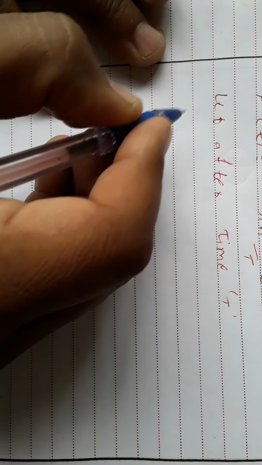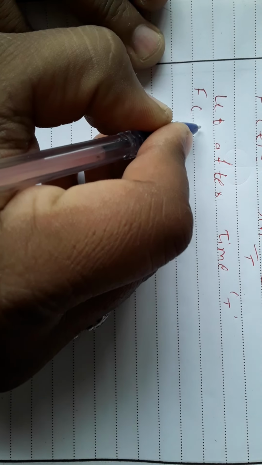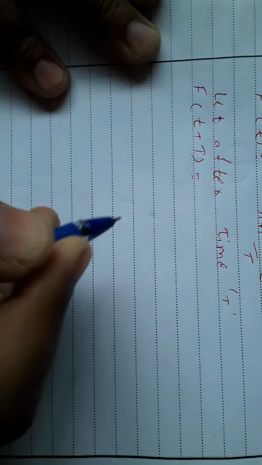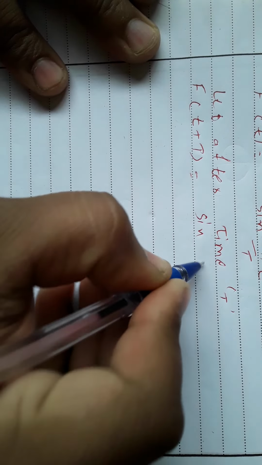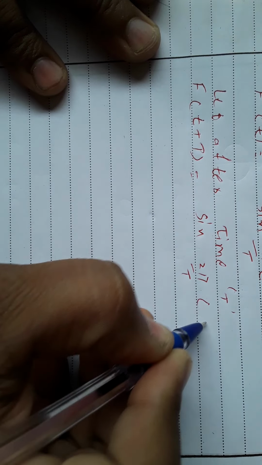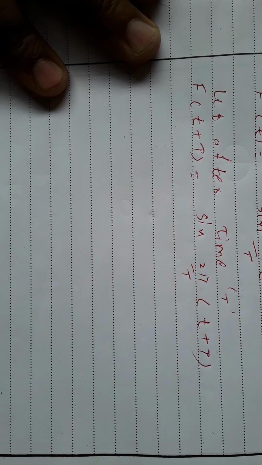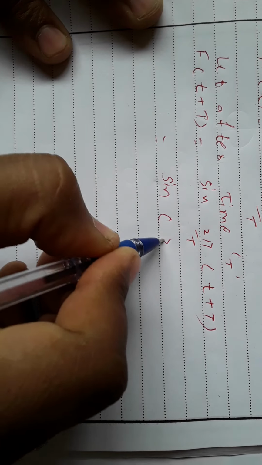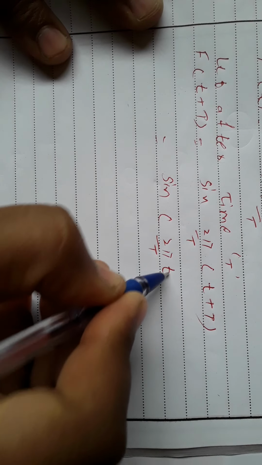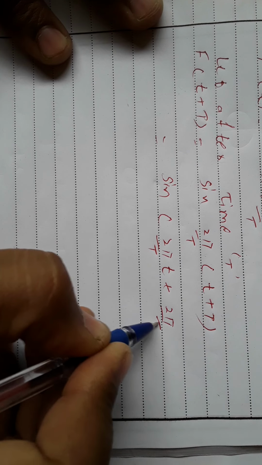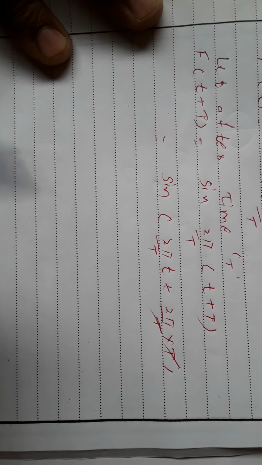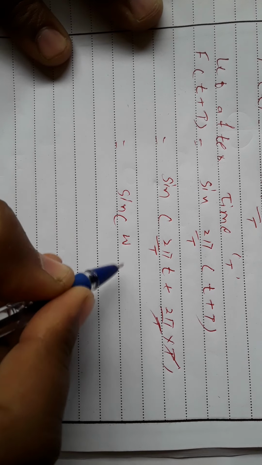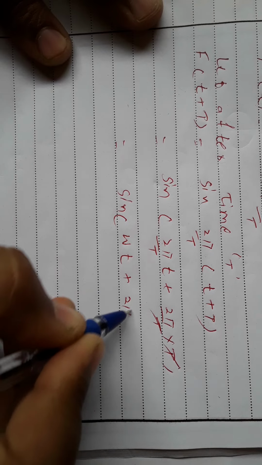now we can write f of t plus T. So we can write now sin of 2 pi upon T into (t plus T). Now multiply in the bracket: sin of 2 pi upon T into t plus 2 pi upon T into T. It will be cancelled. This is sin of (2 pi upon T, this is omega, t) plus 2 pi.